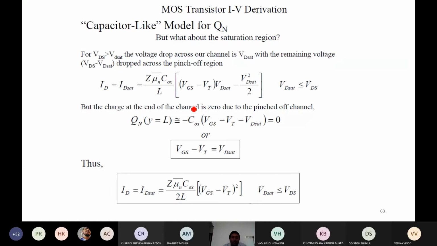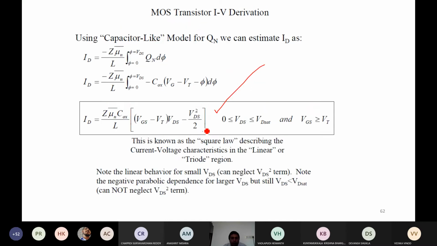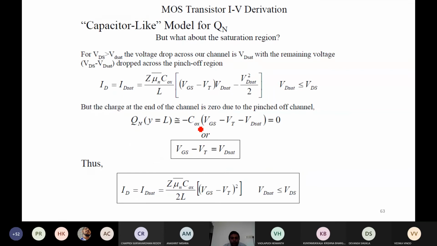The charge at the end of the channel, when the channel is no more, is 0. When pinch off happens, the charge is 0 at that point. So at the pinch off point there is no charge, so Qn at y equal to that point should be 0. So you can put the Q1 value. Q1 you have taken during the derivation: Q1 is equal to minus COX VG minus VT minus phi. So that value should be kept as minus COX VG minus VT minus VD set.